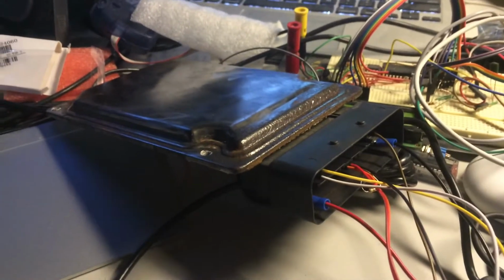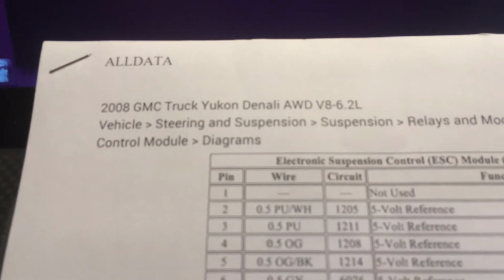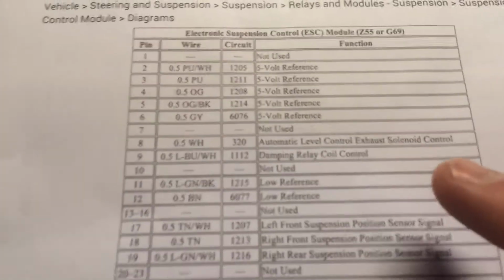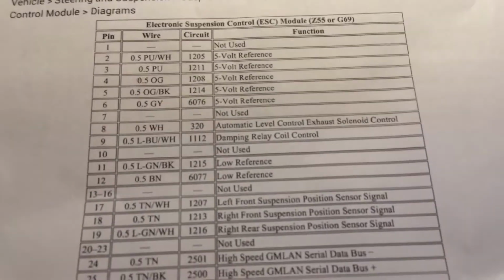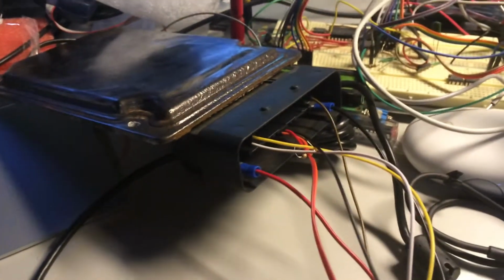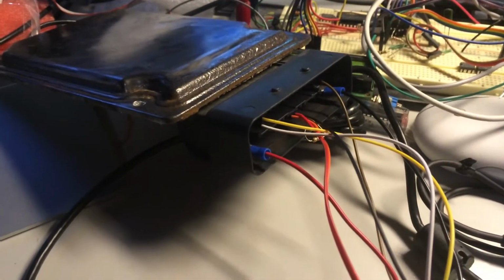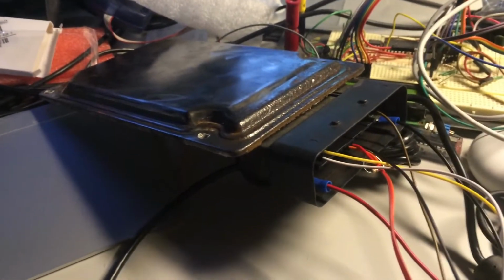So I have a suspension control module for an air ride system out of a 2008 GMC Yukon Denali. This particular one has an issue where the exhaust solenoid control is shorted to ground, so it's throwing an error code, so it needs a new one. It's an internal issue with this thing. So I figured since the rest of the module worked, I'd play around with the whole CAN bus system on a GM vehicle, since I've never really dealt with it before.